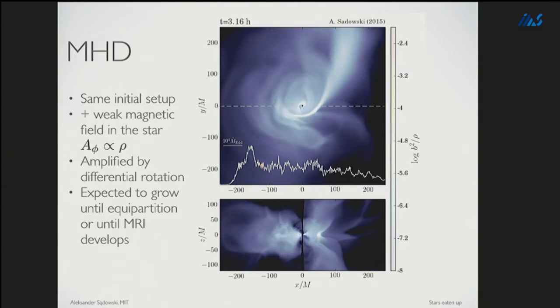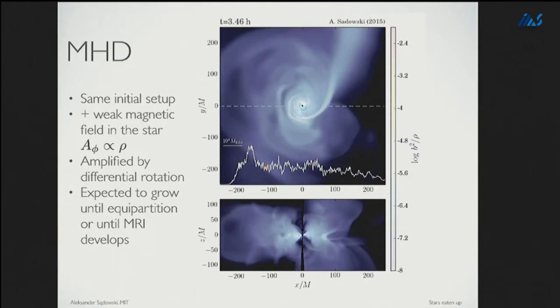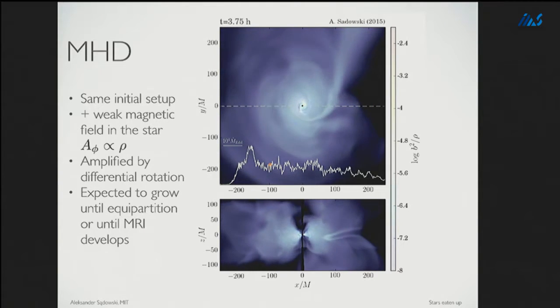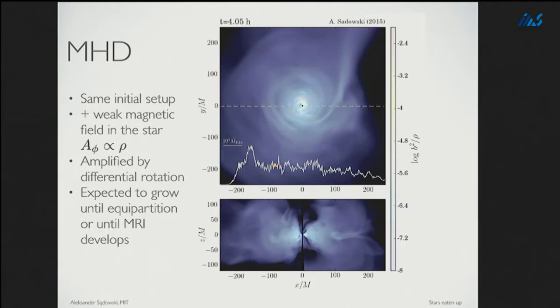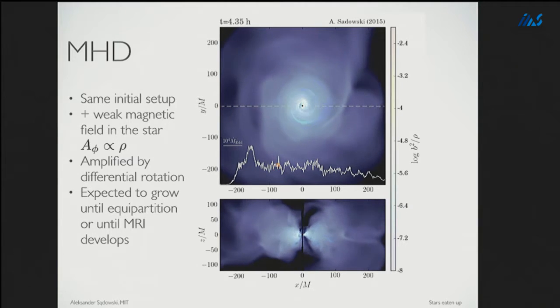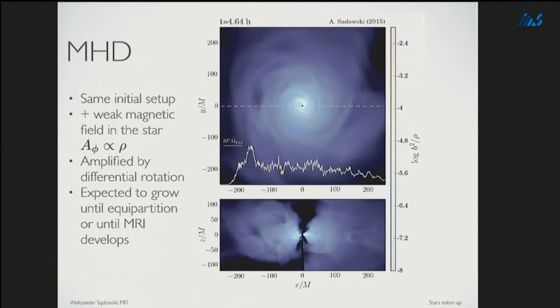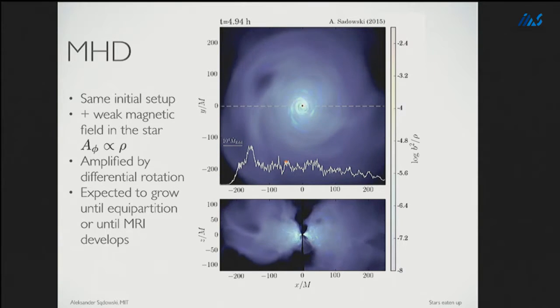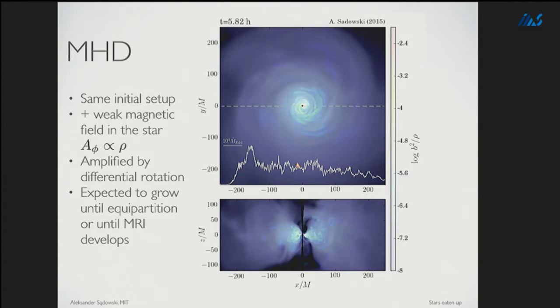Now we go to the MHD simulation, exactly the same initial setup, but I put some relatively weak magnetic field in the initial star, and this magnetic field is brought in with the gas towards the black hole. Is it in the star in the SPH? No, just after translating onto Coral, I put some arbitrary magnetic field at the initial stage of the grid-based simulation. It was not in the SPH.